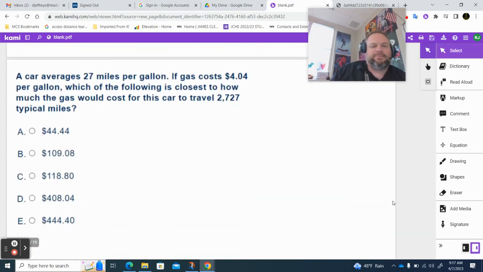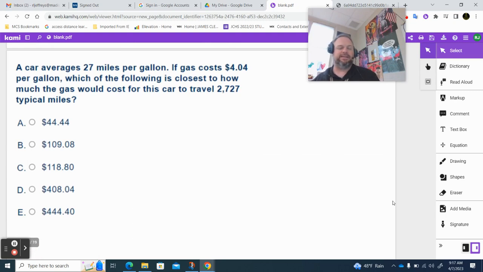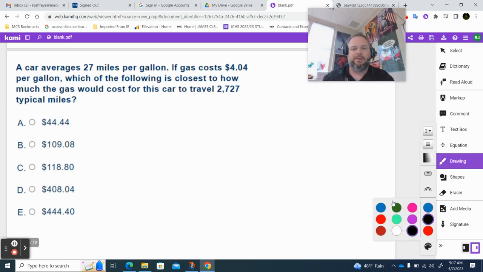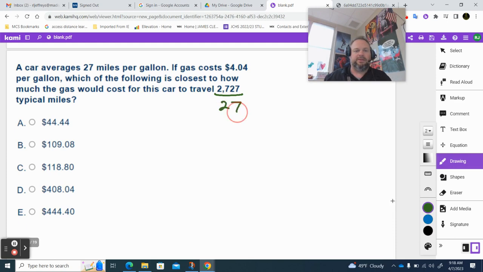All right. Miles per gallon. That's what's funny. I don't know when this question was actually made, but we're not that far away from where we're at for 4.04 miles a gallon. All right. So we take our total distance we got to travel. We're going to divide by 27. Again, too many words.